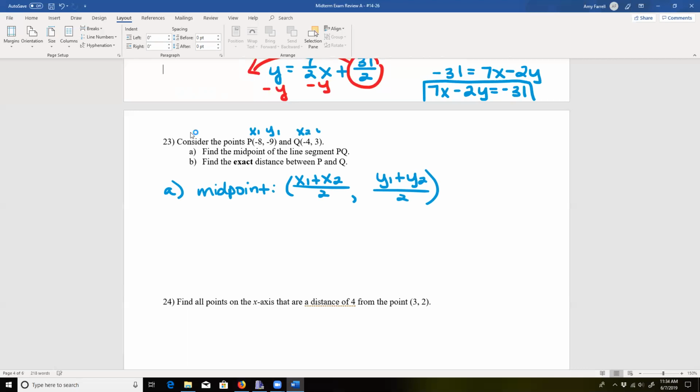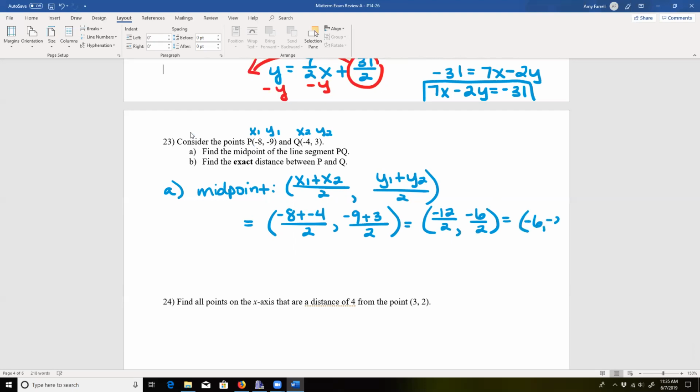The first point we'll call x1, y1. The second point we'll call x2, y2, and really just kind of plug and chug. So we're going to have negative 8 plus negative 4 all over 2, and negative 9 plus 3 all over 2. This will give us negative 12/2 and negative 6/2, which reduces to negative 6, negative 3. And that is it.